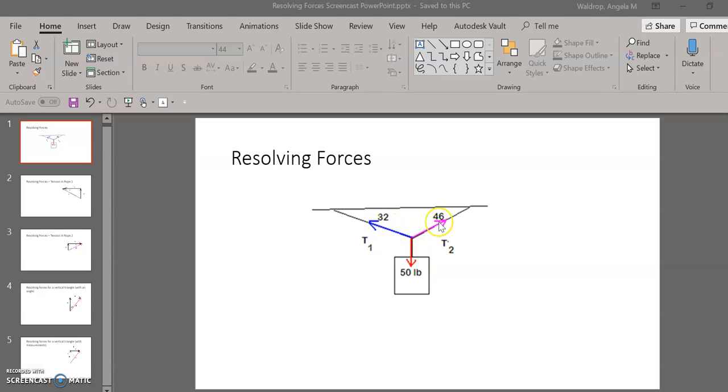But anytime I have angular forces, it's much easier for me to set up equilibrium equations if I resolve these forces. And when I say resolve, I mean basically taking a triangle and taking the angular side and relating that to the horizontal and the vertical side. So we have two angular forces here, T1 on this side and T2. We're going to do one at a time, starting off with T1.